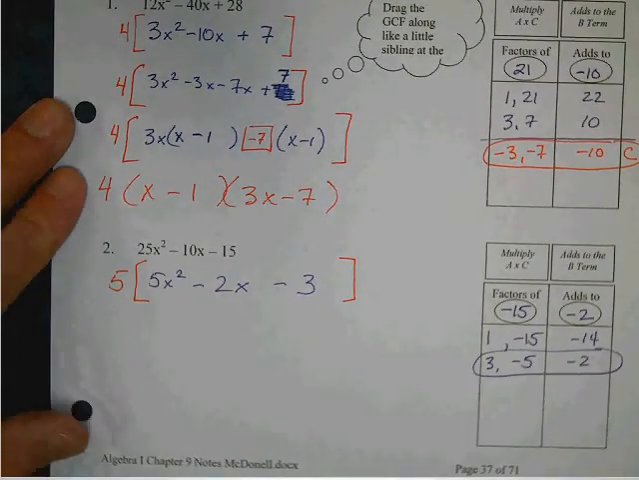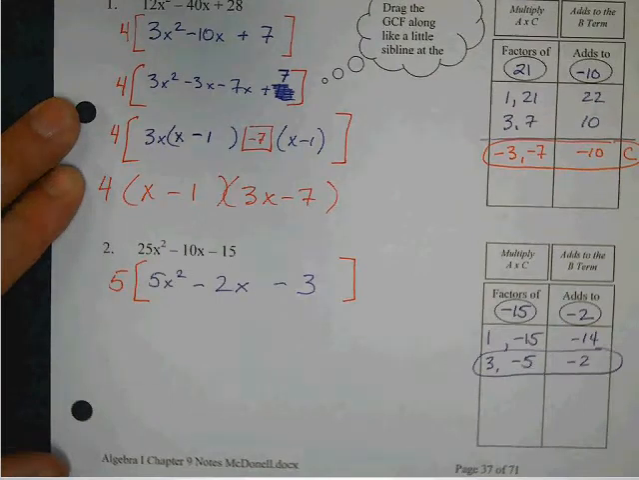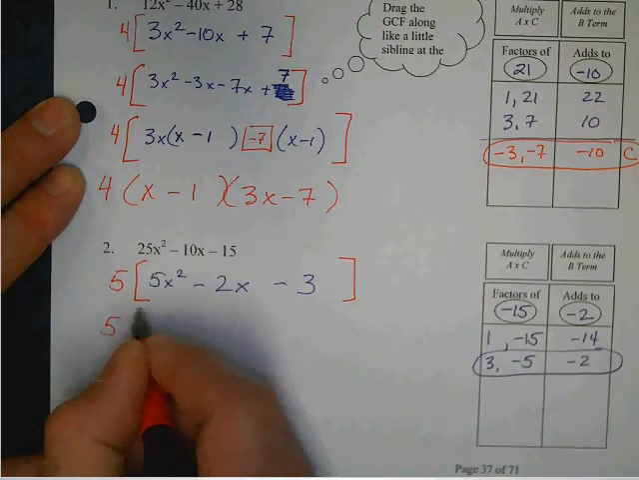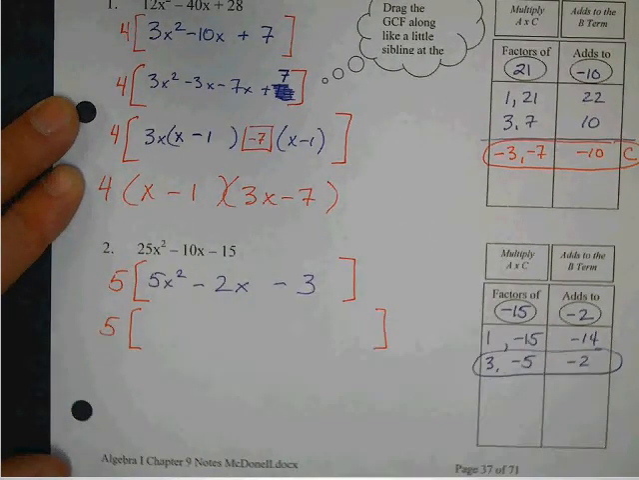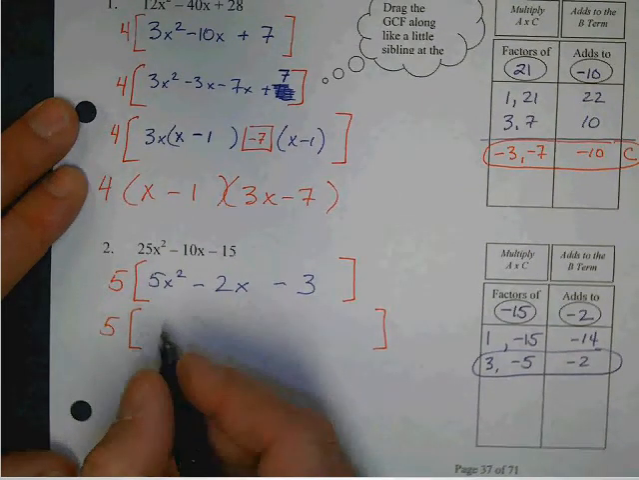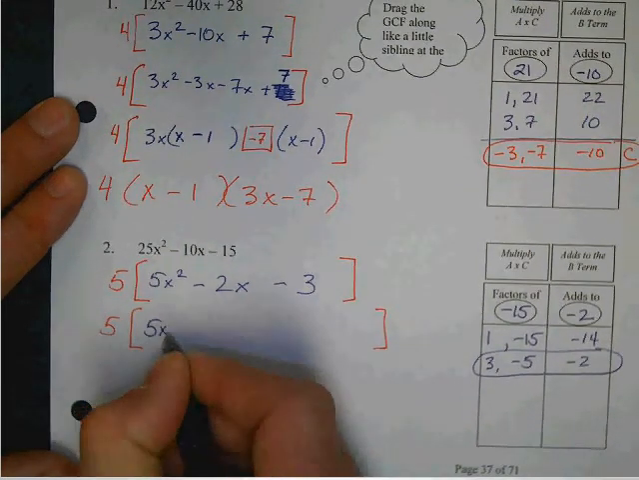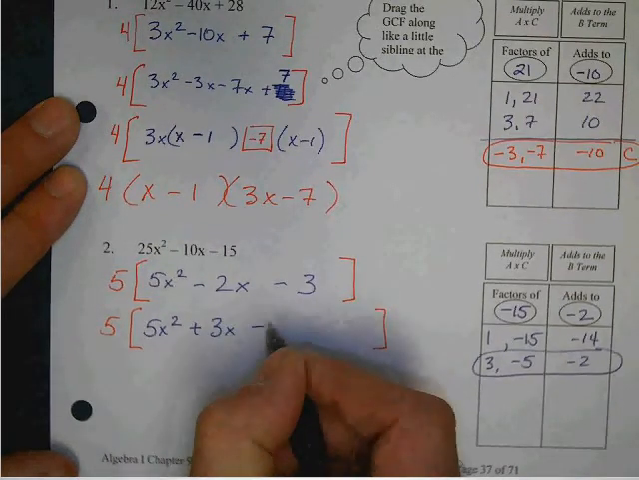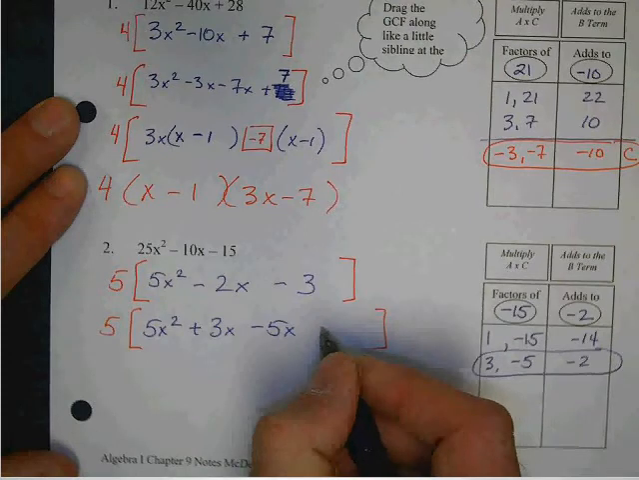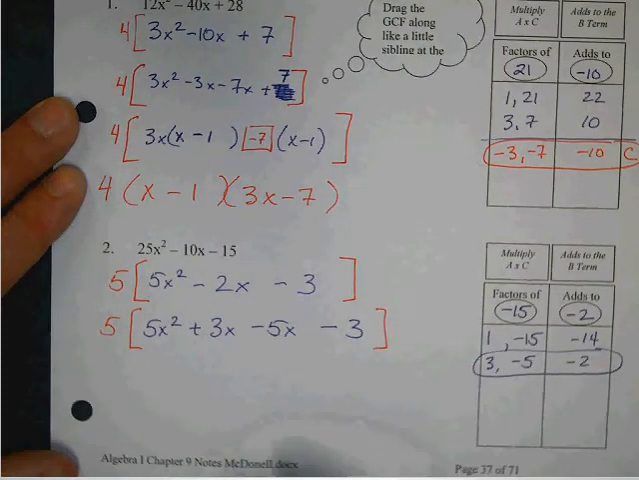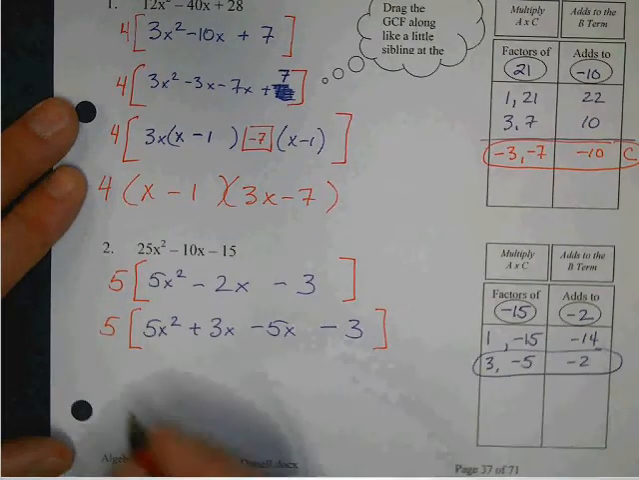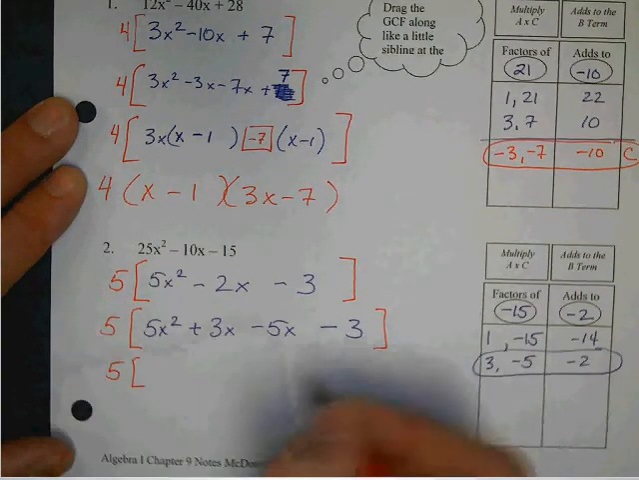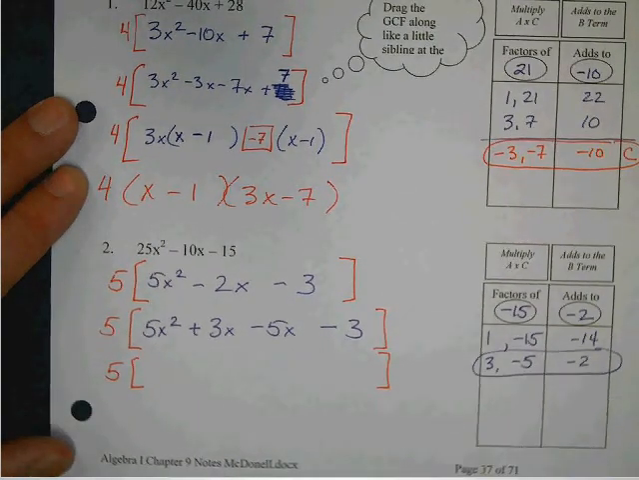All right? So I come back over here. Before I do anything, Abby, I drag down that 5. Who can expand it for me? Josh, go ahead. 5x squared plus 3x minus 5x minus 3. Okay. Before I do anything else, I drop the 5 down.